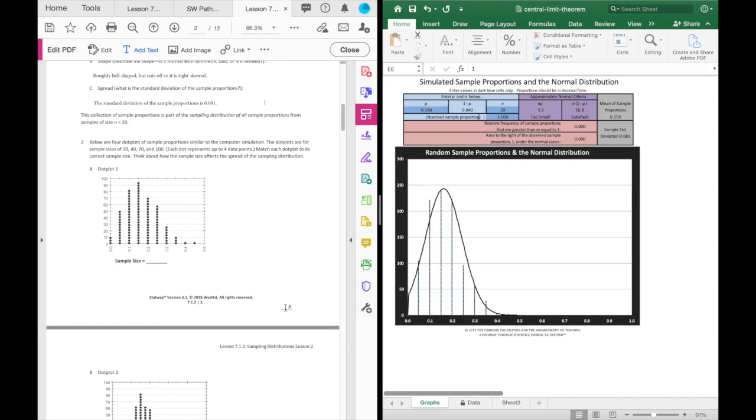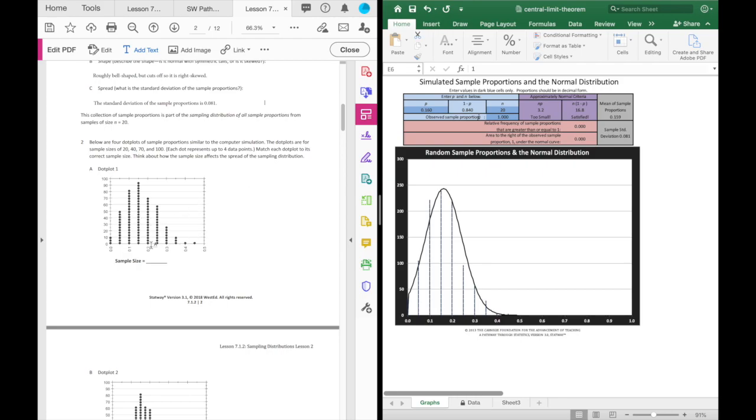Okay, so it says below are 4 dot plots of sample proportions similar to the computer simulation. The dot plots are for sample sizes of 20, 40, 70, and 100. Each dot represents up to 4 data points. Match each dot plot to its correct sample size and think about how the sample size affects the spread of the sampling distribution. So what did we learn in the last lesson? Remember, we learned that the bigger the sample size is, the narrower our normal distribution, right?